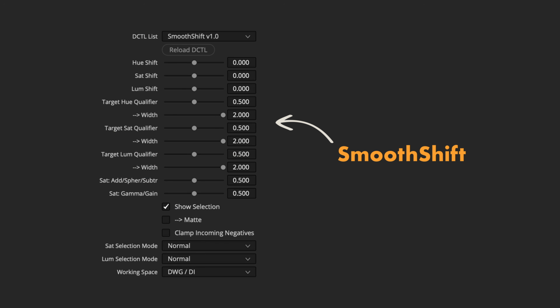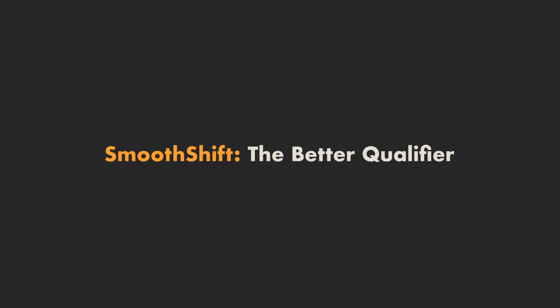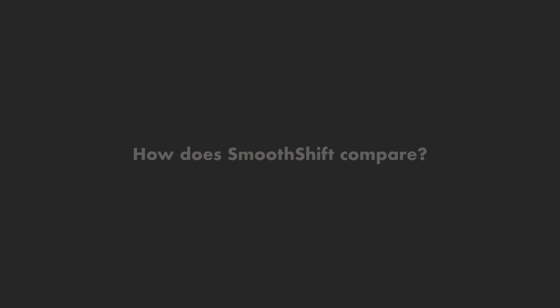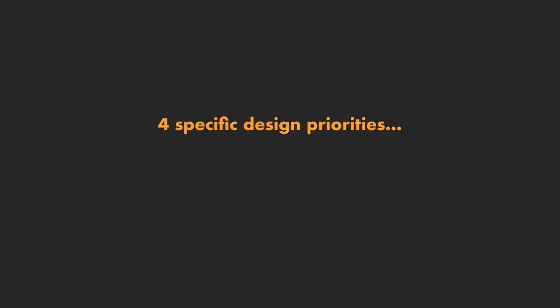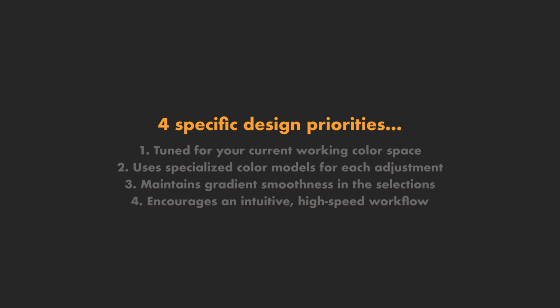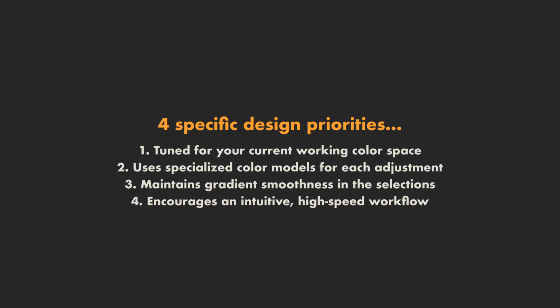For this reason, over the last couple months I've spent some time developing a tool called SmoothShift, which is built as a modern alternative to the HSL qualifier and HSL curves in Resolve. So how does SmoothShift compare? Well, I've purposely built the plugin to improve upon 4 specific design areas where I feel the native qualifier and HSL curves in Resolve fall short.